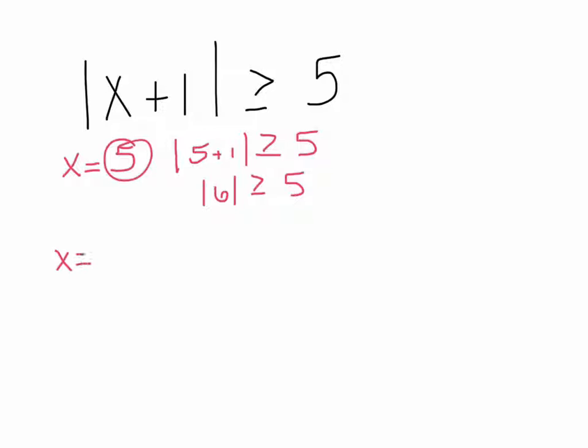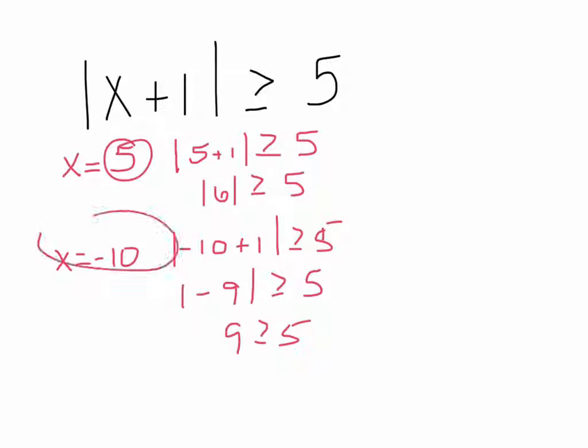What if I said x equals -10? -10 plus 1, the absolute value of -9, is that greater than or equal to 5? Well, 9 is greater than or equal to 5, so that's also an answer. I could do 5.1, 5.2, 5.3, and so on. So algebraically, how we solve a problem like this, they can be negative numbers, they can be positive numbers.